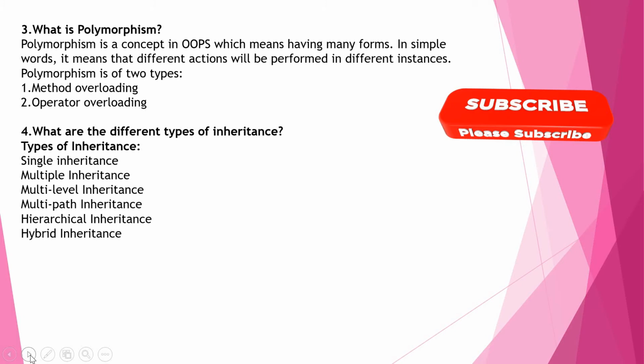What is polymorphism? Polymorphism is a concept in OOP which means having many forms. In simple words, it means different actions will be performed in different instances. Polymorphism has two types, that's why I have included this question: method overloading and operator overloading.